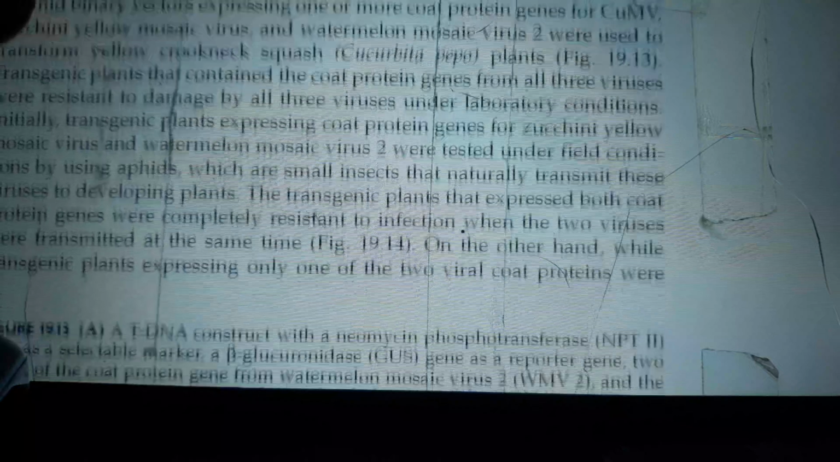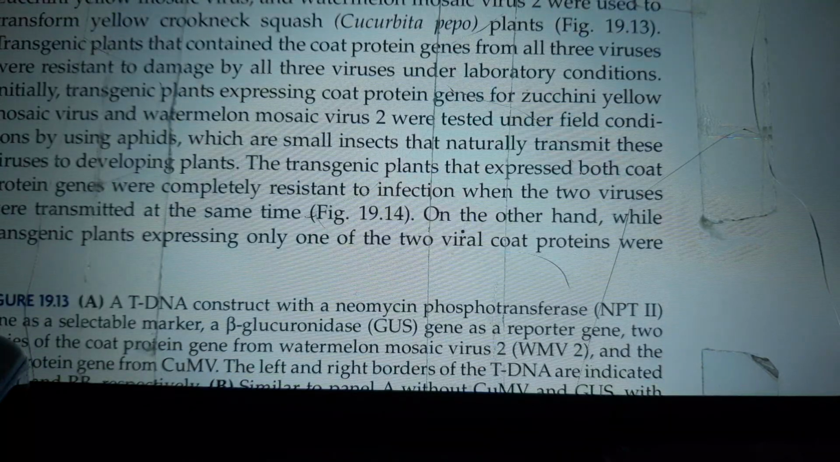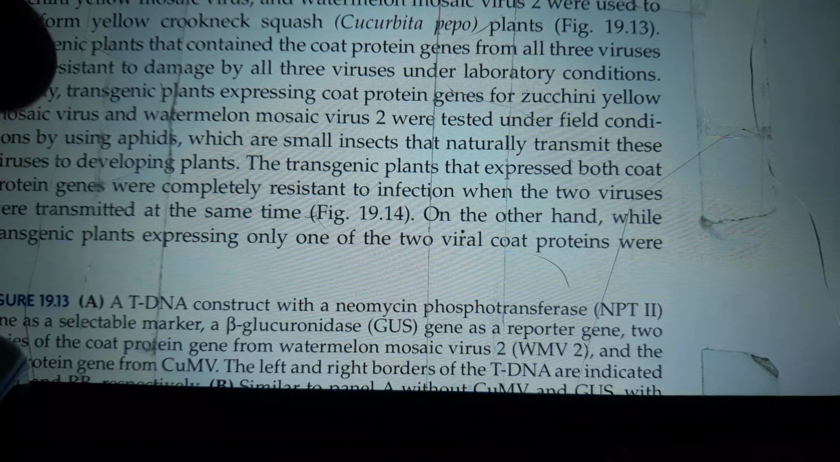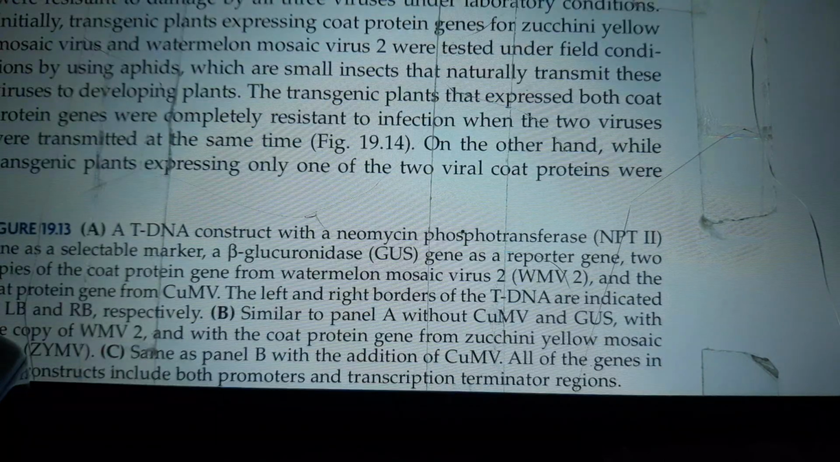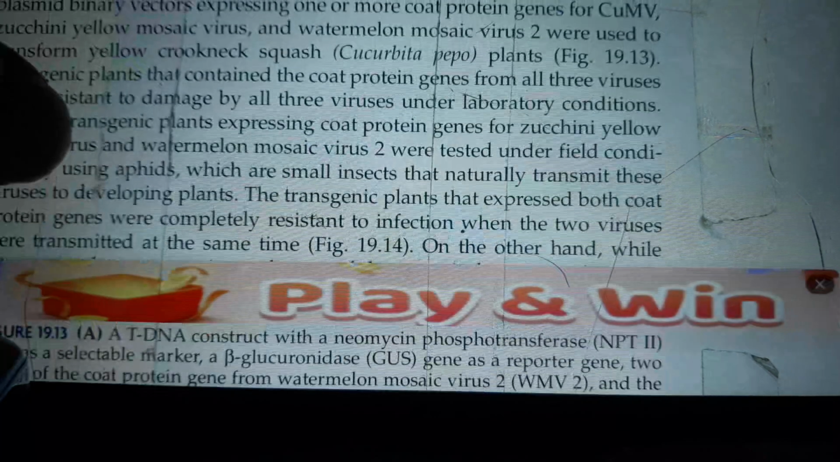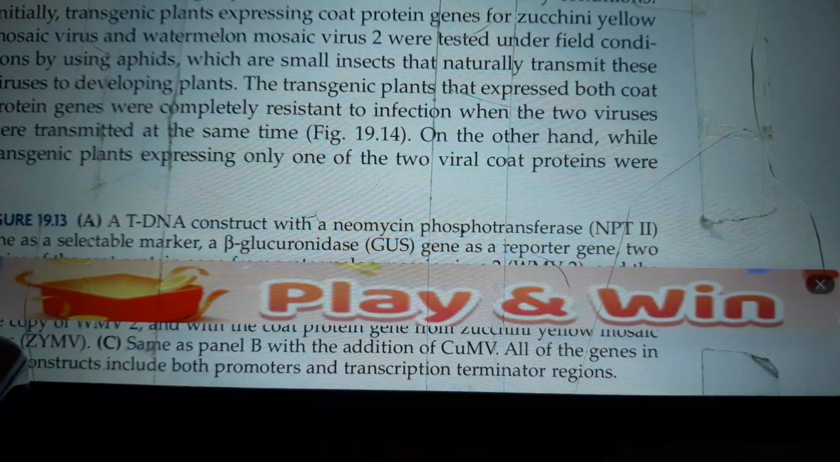Transgenic plants that contained the coat protein genes from all three viruses were resistant to damage by all three viruses under laboratory conditions. Initially, transgenic plants expressing coat protein genes for zucchini yellow mosaic virus and watermelon mosaic virus 2 were tested under field conditions by using aphids, which are small insects that naturally transmit these viruses to developing plants.